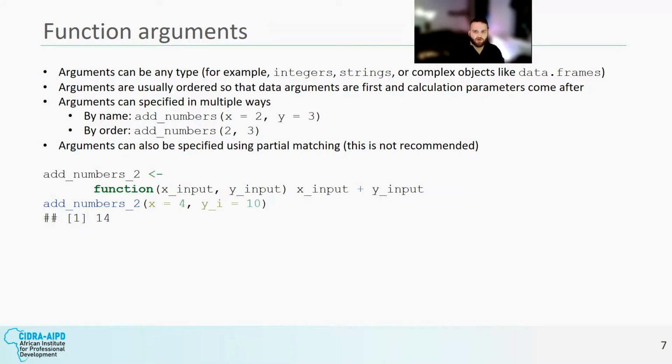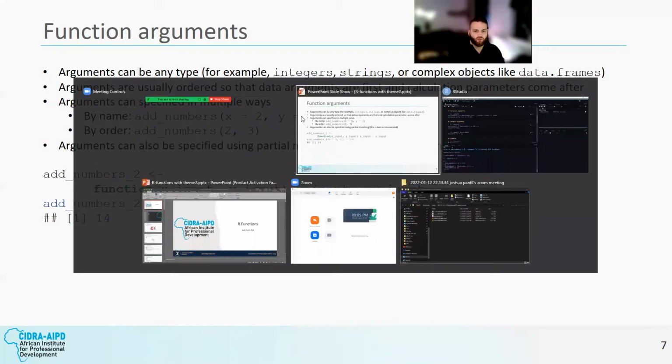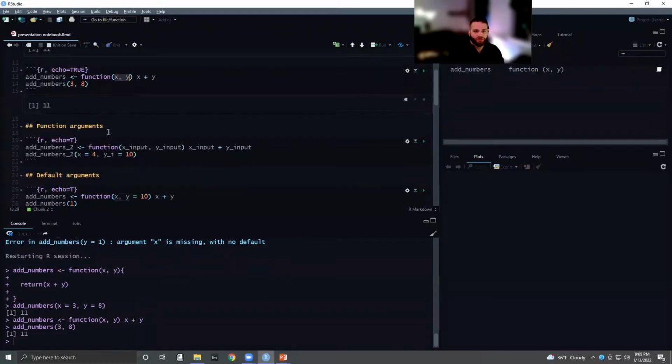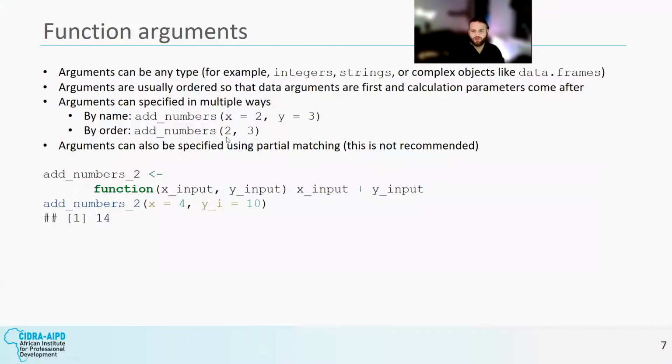First, the most clear option is by name, where we directly spell out X equals 2 and Y equals 3 in our example. But you can also specify arguments by order. In our original function definition, it was X then Y. So we can still just call add numbers 2 and 3, and they'll be matched up by position.